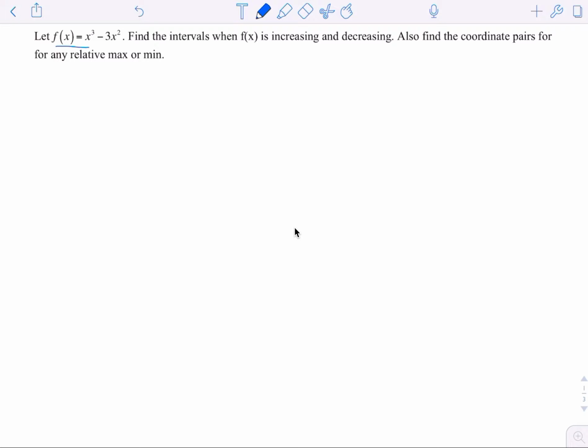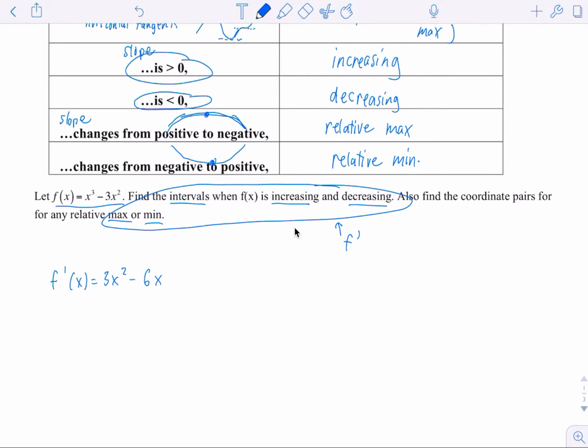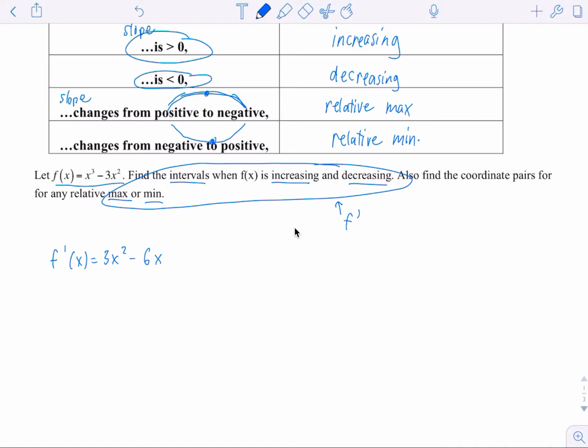So let's see if we can apply this. Here's the graph of f, x cubed minus 3x squared. We want to find the intervals for increasing and decreasing, and any relative min or max coordinate pairs. What we first do is look for this information using the f prime function. So let's first find the derivative. The derivative is 3x squared minus 6x. Now looking at the chart above, we know that it's increasing when the derivative is greater than 0, or decreasing when it is less than 0.